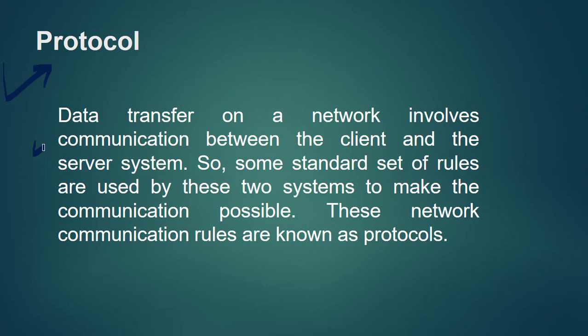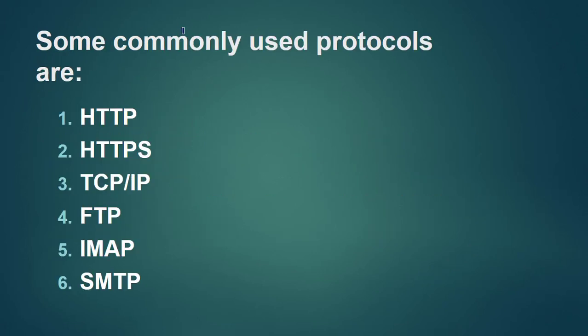Similarly, when two computers are communicating with each other on the internet, they have to follow some rules. The set of rules or standards used by these two computers to make communication possible in a network are termed protocols. Generally, we have various types of protocols available, and these protocols can be used on the internet for various operations. We have to discuss a few basic protocols, each in detail.